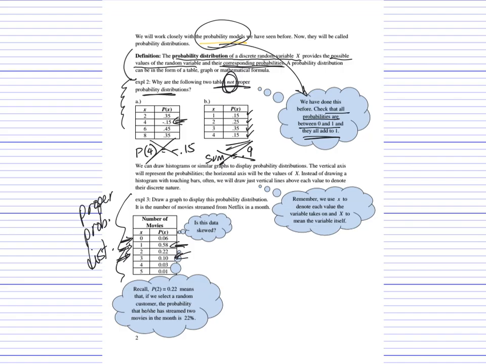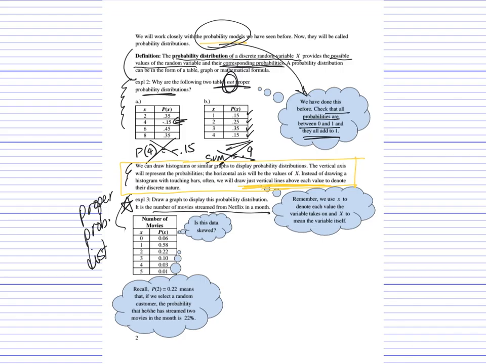Okay? We are going to learn how to display these probability distributions, and what we're basically going to do is make essentially what looks like a bar graph, but instead of a nice fat bar, you just have vertical lines above each value to denote their discrete nature, I guess is why they do that. Okay, so on number 3, we're going to draw a graph to display the probability distribution. This is, by the way, data from Netflix. It is the number of movies streamed from Netflix in a month. And let me erase all this other junk down here that I was using earlier.